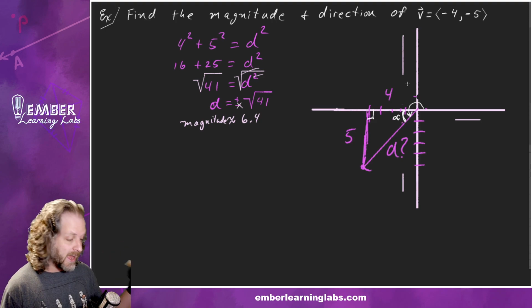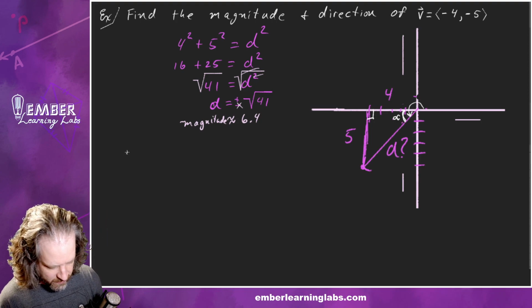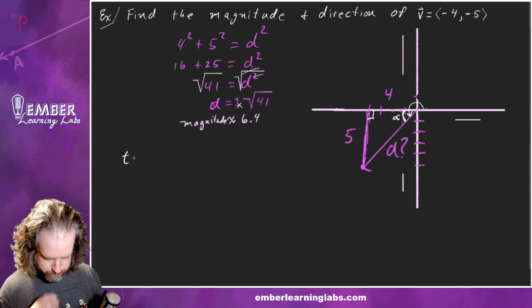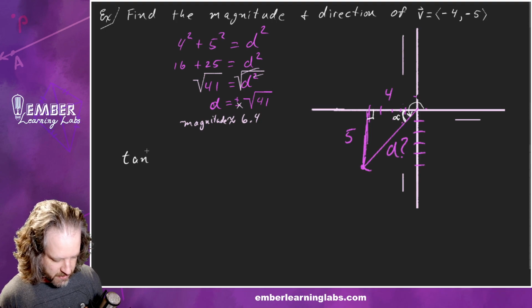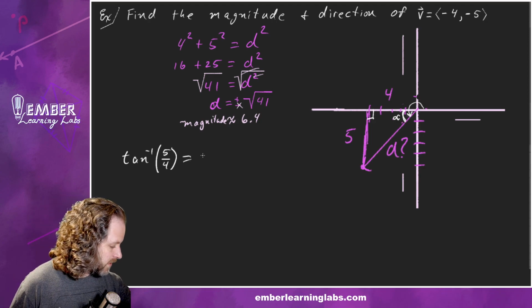We're looking for the angle, so we need the inverse tangent. The inverse tangent, tangent with a -1, of opposite over adjacent. So the inverse tangent of 5/4 is equal to alpha.